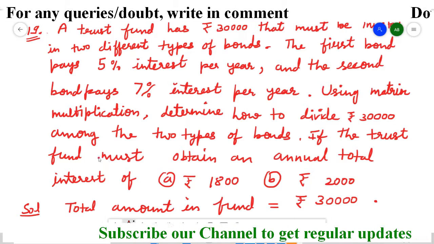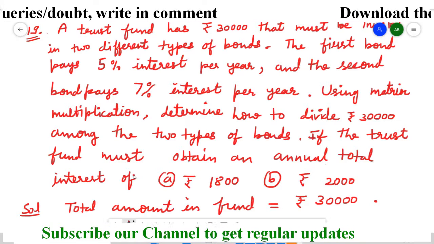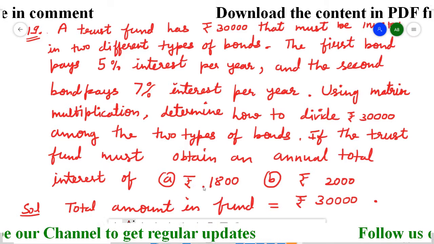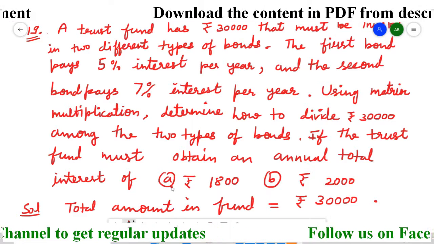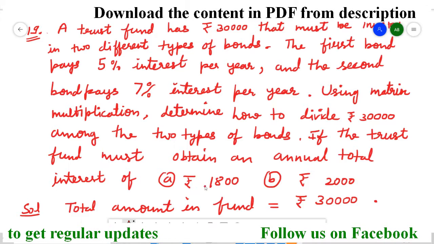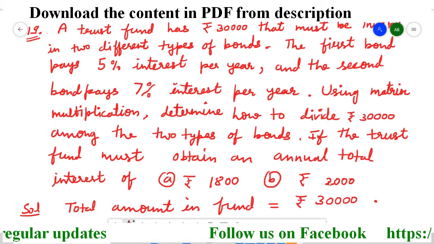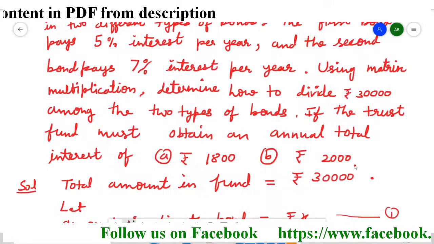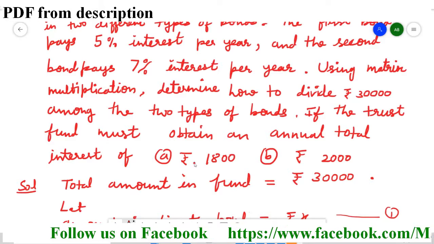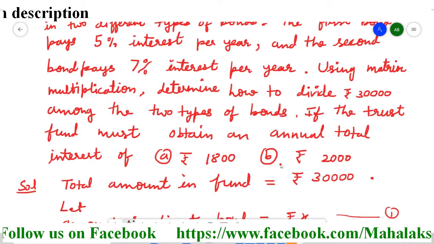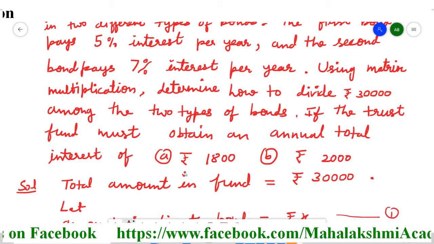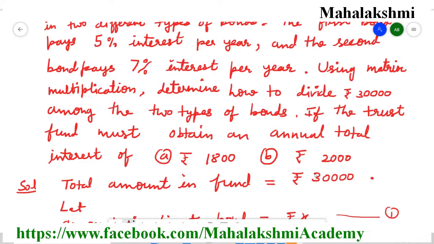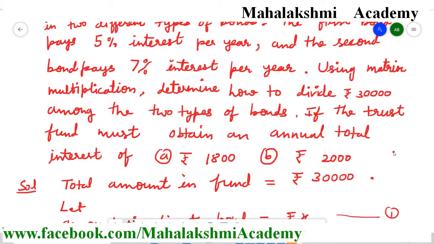If the trust fund must obtain an annual total interest of rupees 1800 in first case, this is separate. There are two questions, students. Firstly they want to get rupees 1800 and second time they want to get rupees 2000. So one by one we'll solve. First there will be a common calculation for both parts and after some steps we'll separate them. First we'll solve the first part and second time we'll solve the B part. So let's start. I hope the question is clear to you.